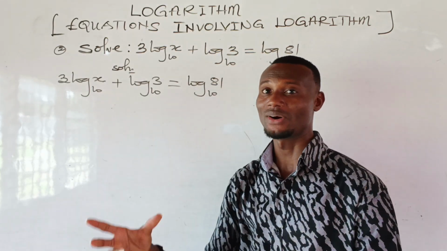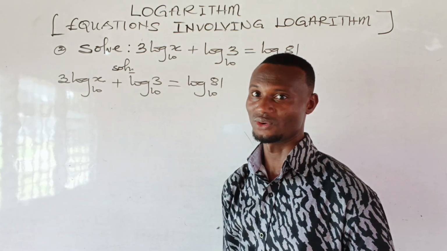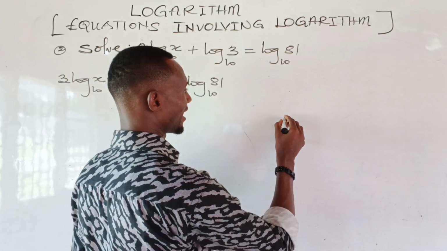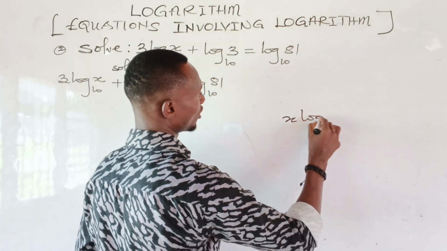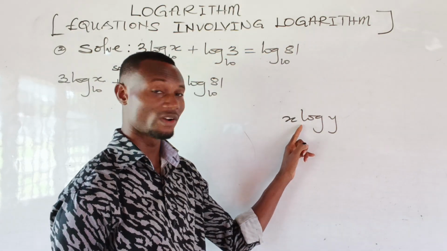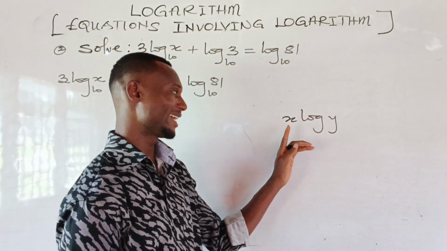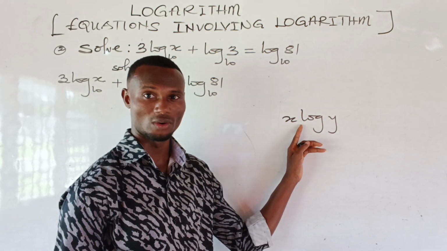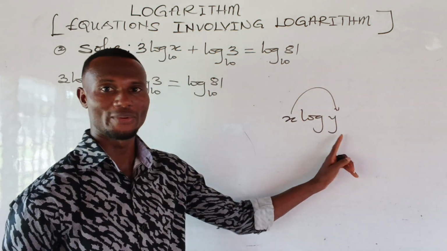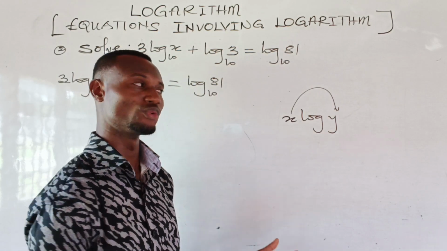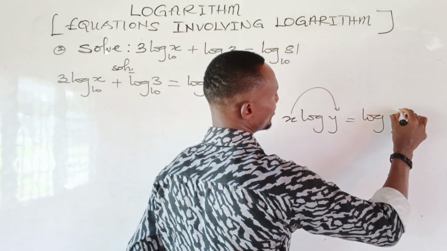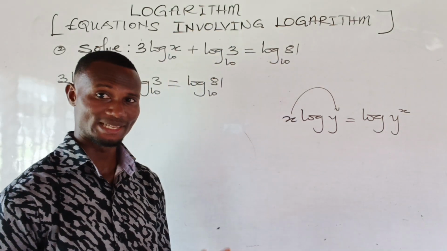I've explained the power rule a lot in the previous video, so just a quick recap on the power rule. The power rule says that if I have s log y, now the s, which is a coefficient to the log here, in other words, the s is in front of the log, we can move it so that it will become a power to the y, which is here. That is the power rule. So this can be written as log y to the power s.